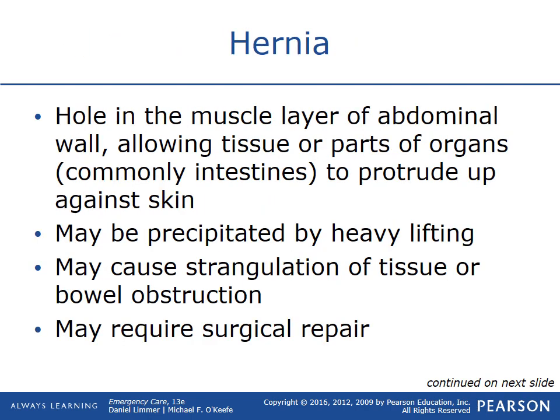A hernia. A hernia is a hole in the muscle layer of the abdominal wall, and it allows tissues or parts of organs to protrude up against the skin. So basically their intestine is poking out. It can be precipitated by heavy lifting. It can cause a strangulation of that tissue or a bowel obstruction, and it requires surgery to fix it.